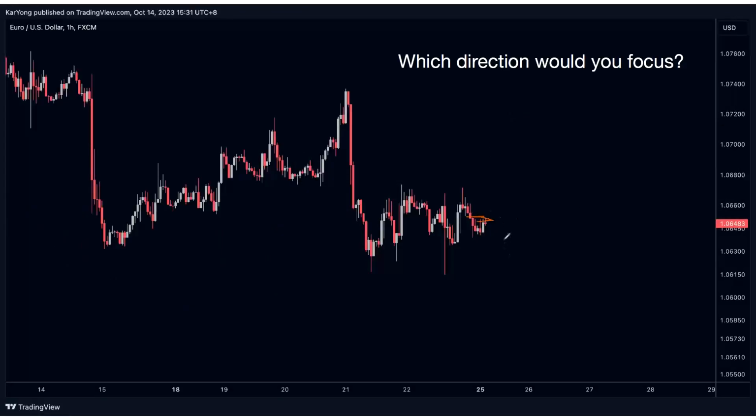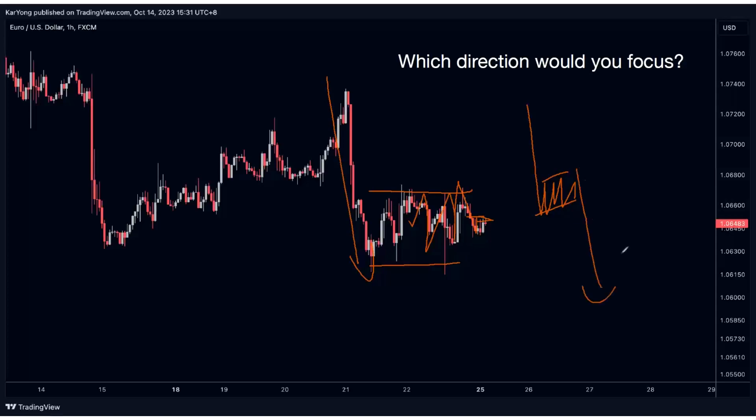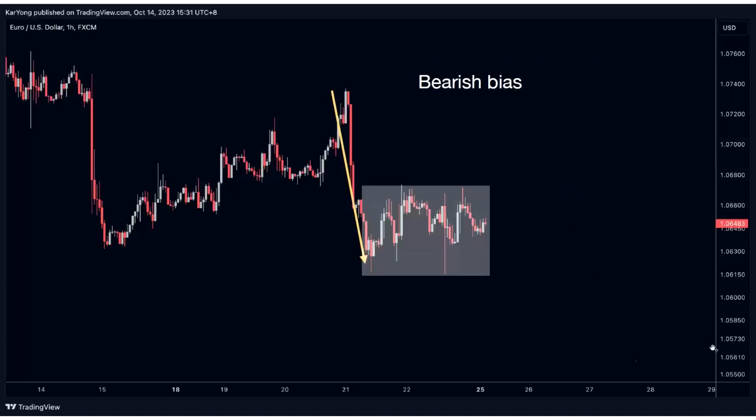Ask yourself this question: how is price developing? Up and down, very wavy. What's the previous move? Downside, fast. So what we have is impulse correction. What is the direction that we're likely going to be looking out for? Bearish.